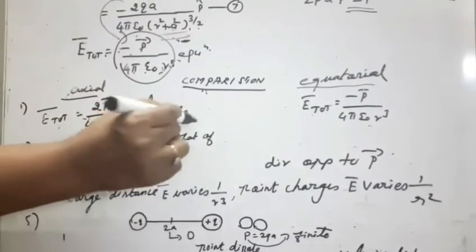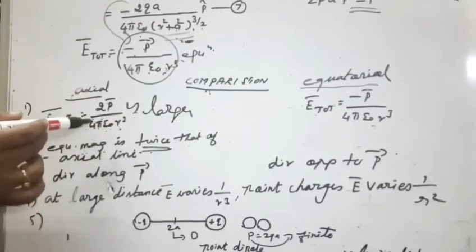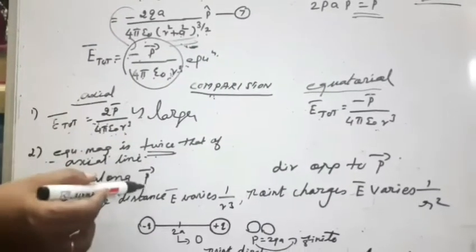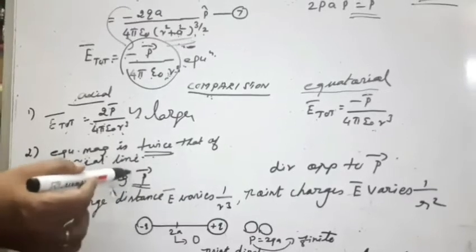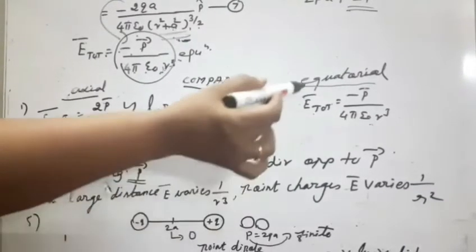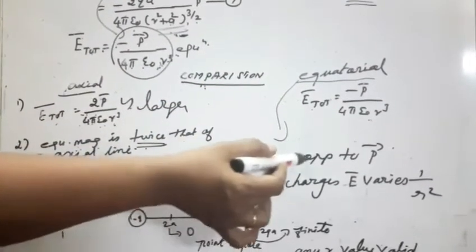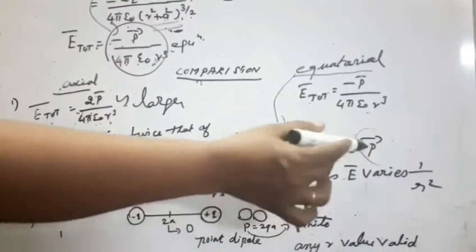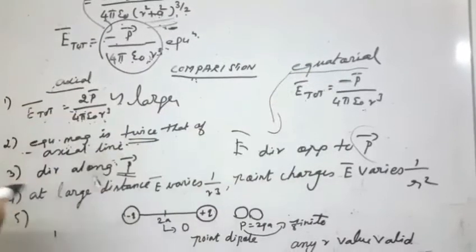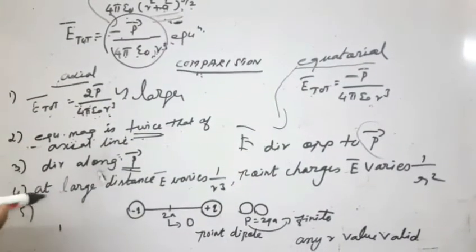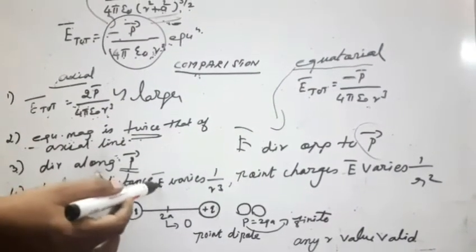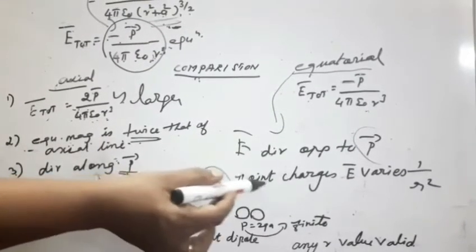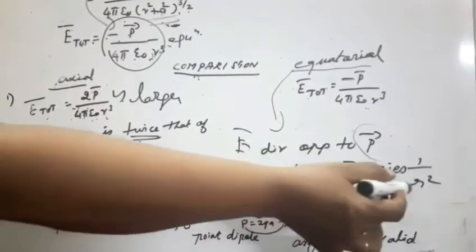And next, in the axial line, the direction of the electric field is always along the direction of the dipole moment. In the equatorial line, the electric field is in the opposite direction to the dipole moment. That's why the minus sign is there. And the next point is, at very large distance, the electric field of a dipole varies as 1 by r cube. But for a point charge, the electric field varies as 1 by r square.